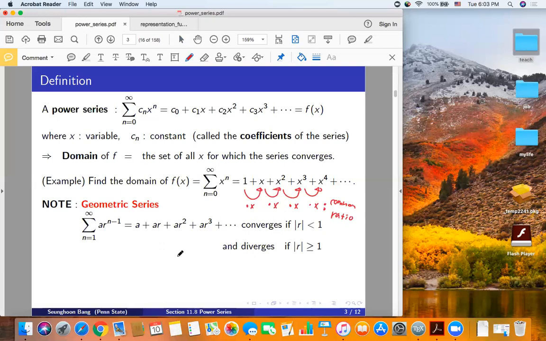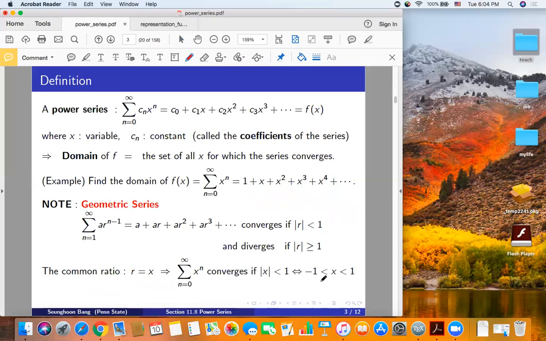So when do you have a convergent result? When the absolute value of the common ratio is less than 1. I want to solve this inequality. x is between minus 1 and 1. So we have this result: the power series, n equal to 0 to infinity, x to the n, converges if x is between minus 1 and 1. So what's the domain? The domain is the open interval from minus 1 to 1. That's it. This is the whole idea for solving this kind of problem.